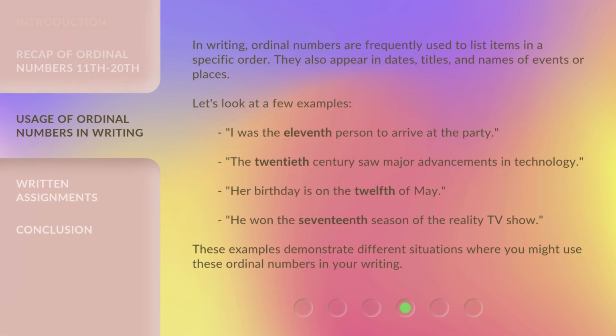In writing, ordinal numbers are frequently used to list items in a specific order. They also appear in dates, titles, and names of events or places. Let's look at a few examples.